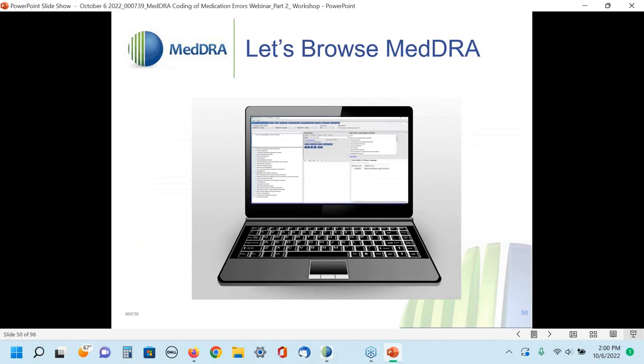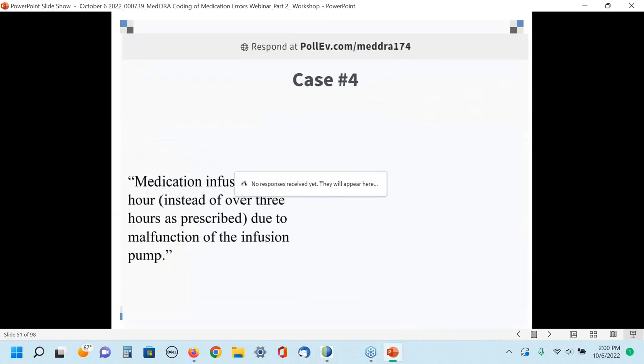Now, let's go into MedDRA and try to figure out which one of the available LLTs would be best in capturing what occurred in this verbatim. And it may be that there's more than one thing that you want to capture here, because again, we've got a device problem at the very least, but there was a consequence as to what that device problem led to. So take a shot at that one.